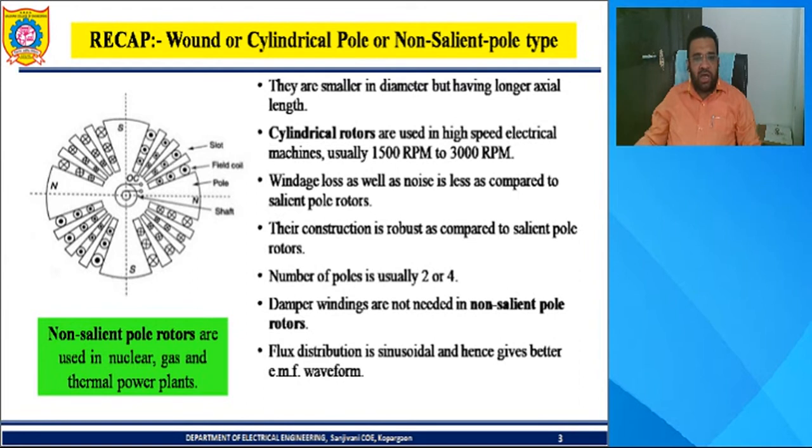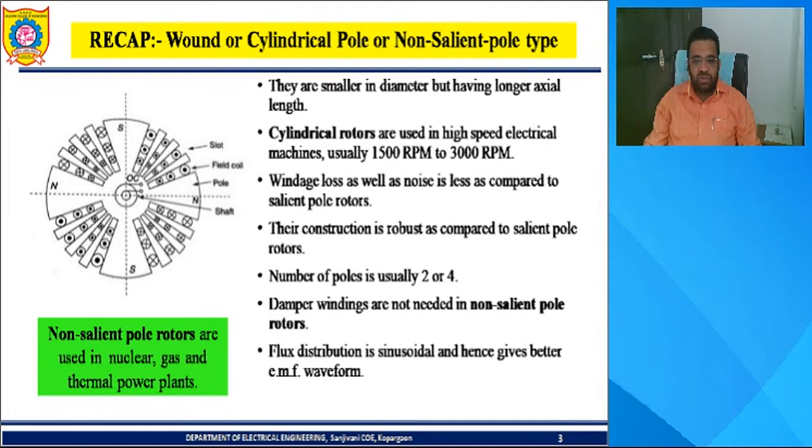Cylindrical rotors are used for high-speed electrical machines, usually around 1500 rpm to 3000 rpm. Because of this, windage loss as well as noise is less as length is more, compared to salient pole rotors. Their construction is robust as the poles are non-salient, not projected outside from the rotor surface. The number of poles is usually 2 or 4. Here the most important thing is that a damper winding is not required for this type of pole.